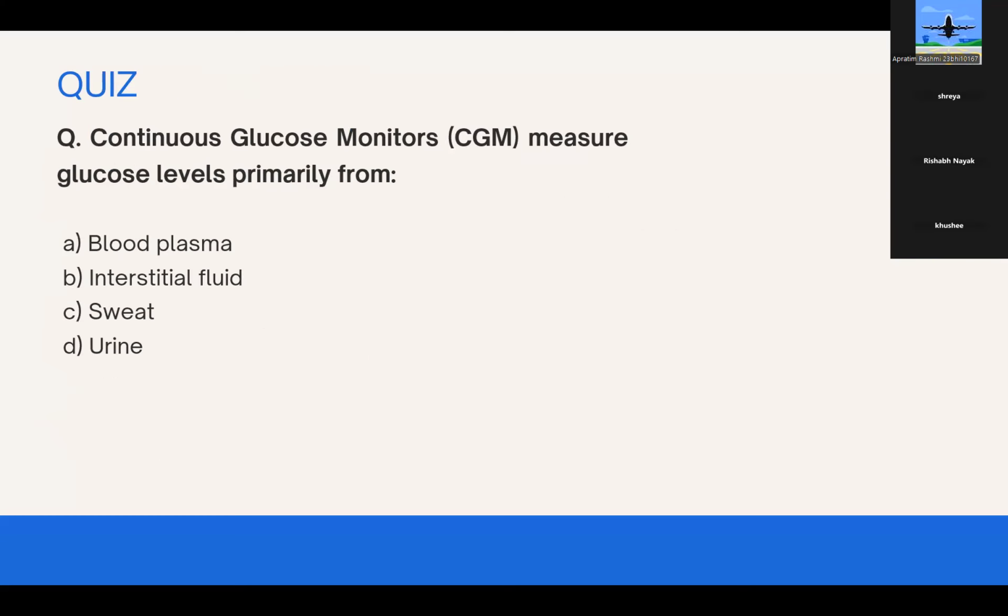Now we'll see one of its questions. The continuous glucose monitor, CGM, measures glucose levels primarily from: the options are blood plasma, interstitial fluid, sweat, and urine. And the answer is interstitial fluid.